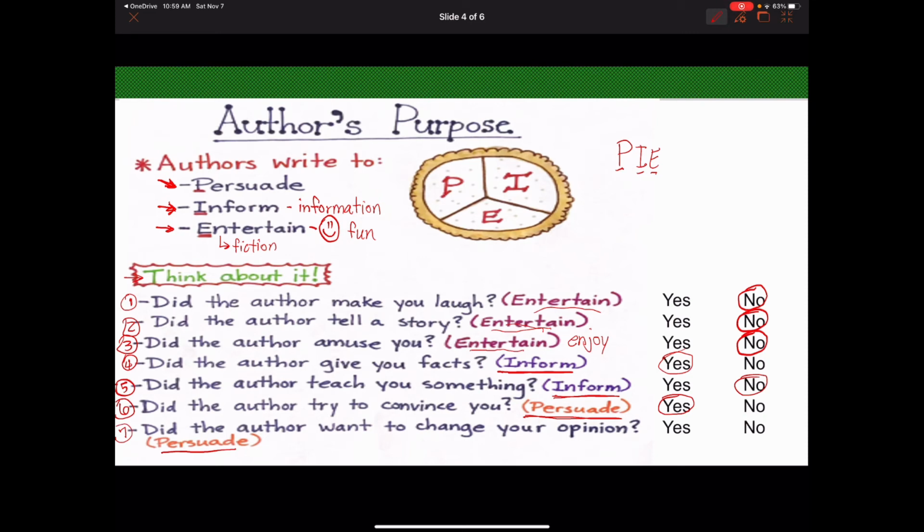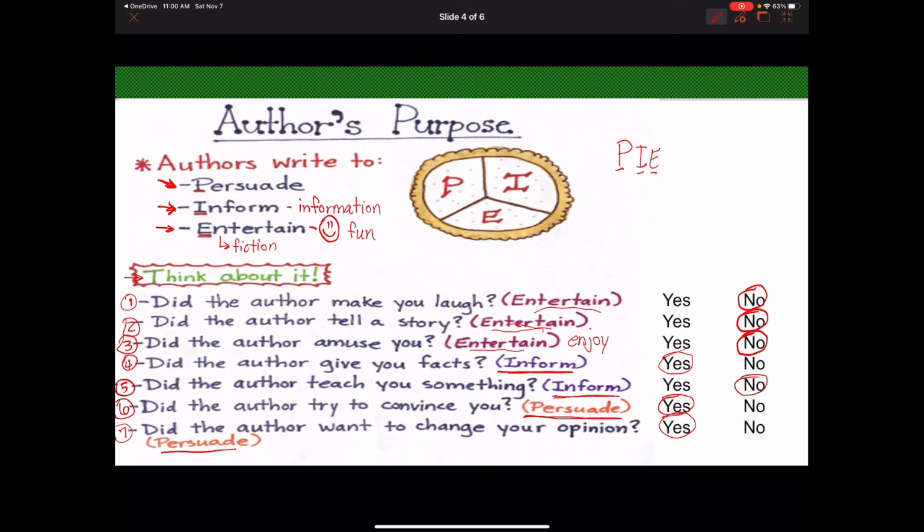Did the author want to change your opinion? Well, I had never thought about buying a toy car for a friend before, and this author did kind of make me want to change my opinion about that. So I would say yes.